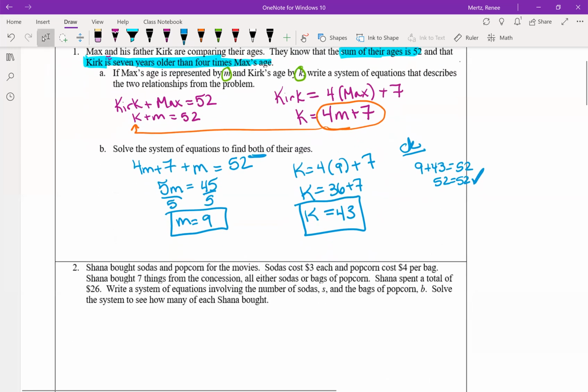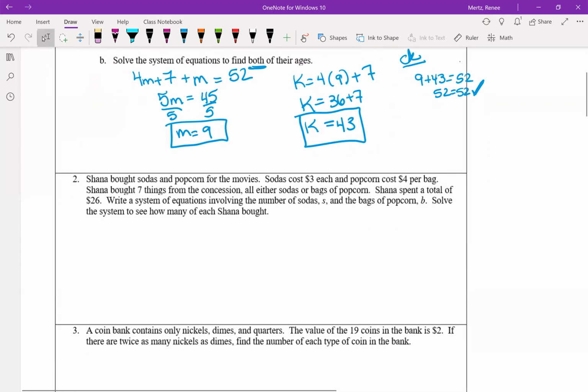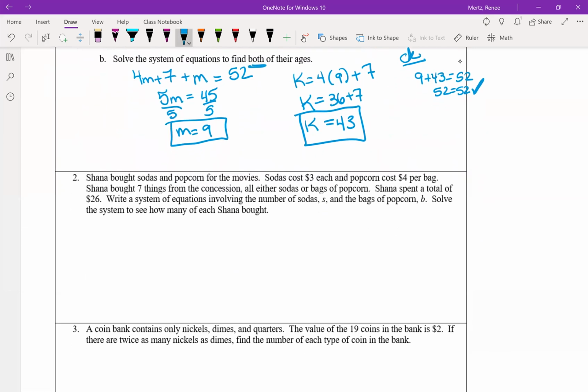Number 2 is a very popular question that you'll see if we have a Regents exam. Shayna bought sodas and popcorn for the movies. Sodas cost $3 each and popcorn costs $4 per bag. Shayna bought 7 things from the concession, all either sodas or bags of popcorn. Shayna spent a total of $26. All right, so sodas are $3, popcorn is $4. She bought 7 things and she spent $26.